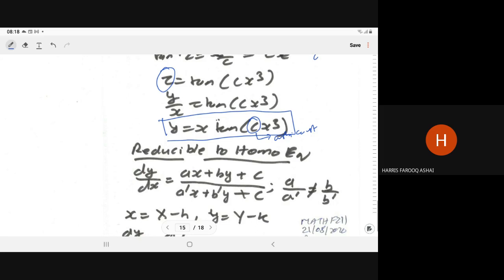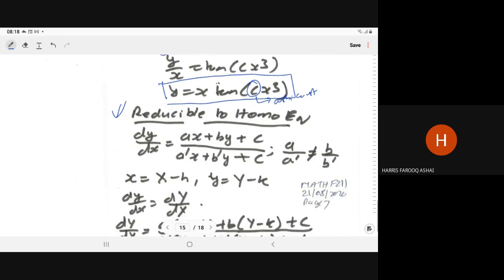So it is not necessary that we always have a ready homogeneous equation. Sometimes we have to reduce to the homogeneous equation. So the next topic is reducible to the homogeneous equation. If the given differential equation is not homogeneous in nature, then we have to reduce it. So what can be the form?